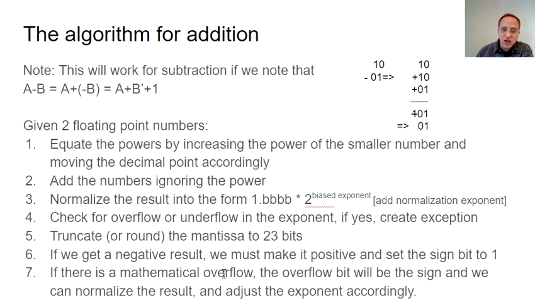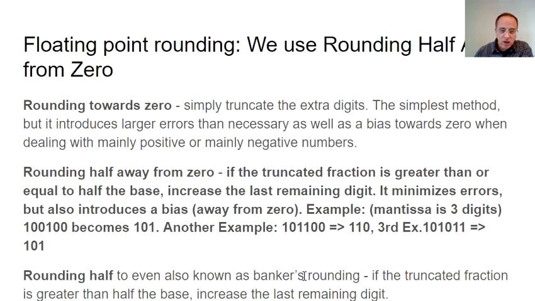If there is a mathematical overflow, in other words, if I added 2 numbers and I got too big of a number, more than 23 digits, then the overflow bit will be the sign. In other words, we can normalize the result and then just adjust the exponent. Okay. Now, as far as rounding, I said we would talk about that more. So let's talk about that more.